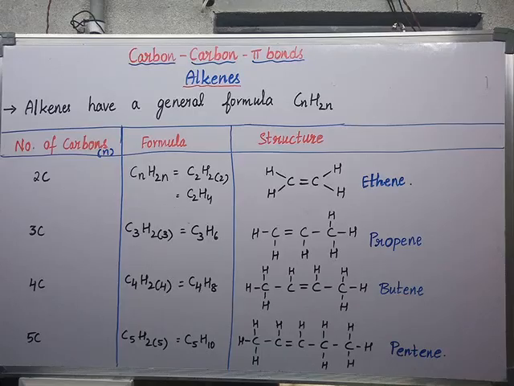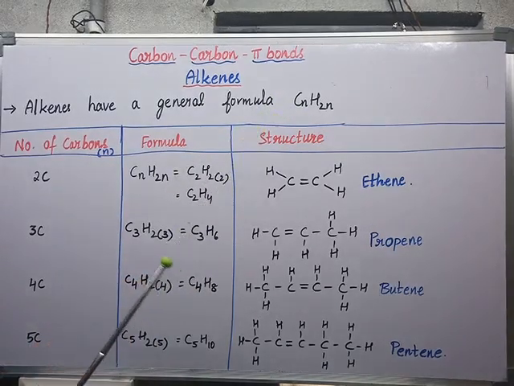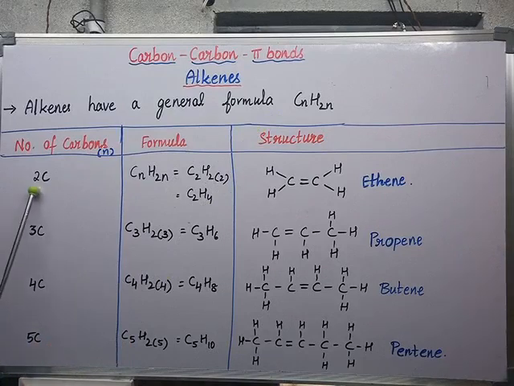Now, alkenes have a general formula, that is CnH2n. You can observe this CnH2n. Let us substitute the number of carbons in this particular formula to find out the structure of the particular alkene. You can see here two carbons. I'm taking the first two carbons. Our first member is nothing but ethylene.